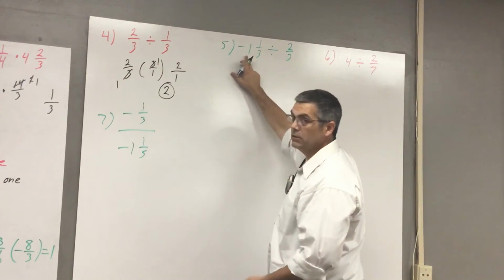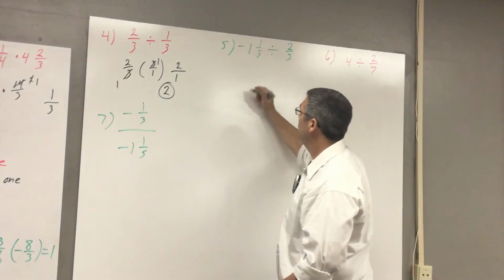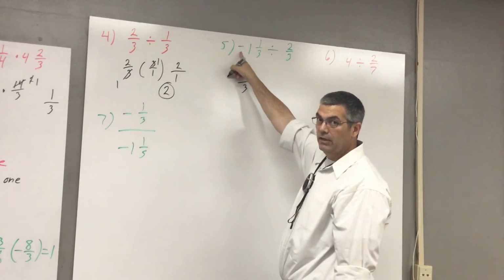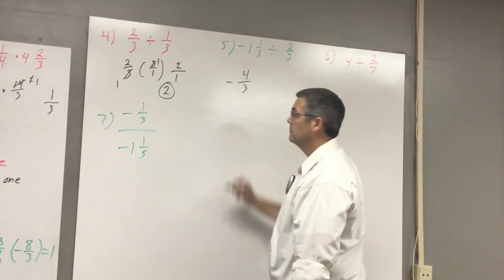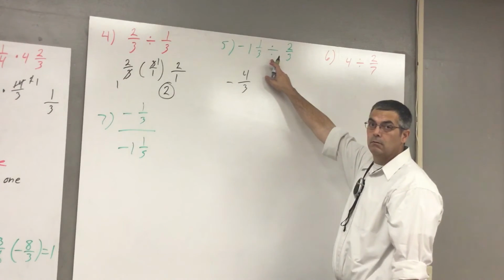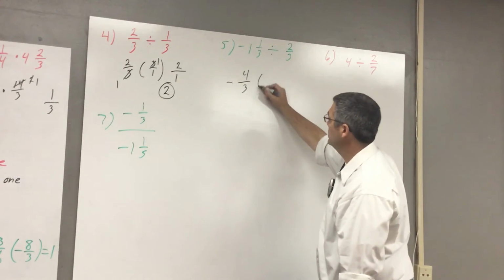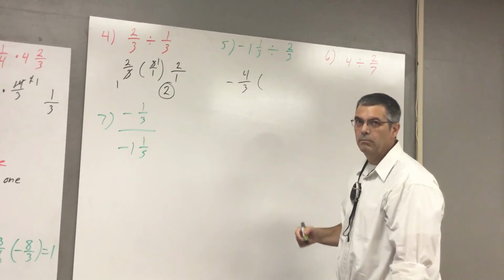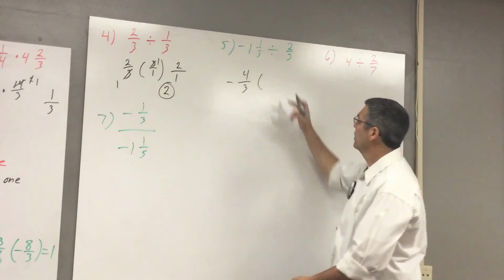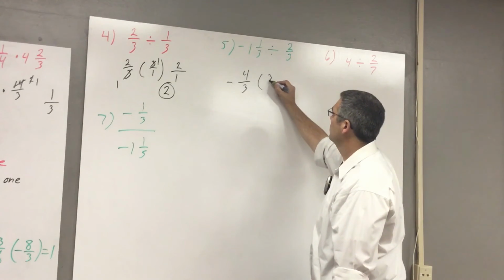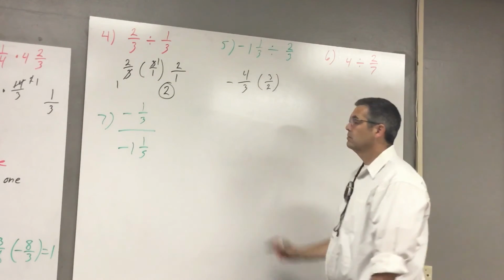So 3 times 1 is 3, plus 1 is 4, so you got 4 over 3, and it doesn't change the sign of it, it's still negative. All right, we're going to change this from division to multiplication. Keep, change, flip, that's the other way that they say it, but it's really just multiplying by the reciprocal. Okay, -4/3 times 3 over 2.